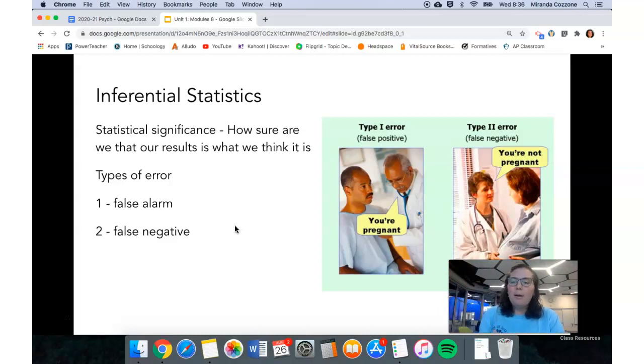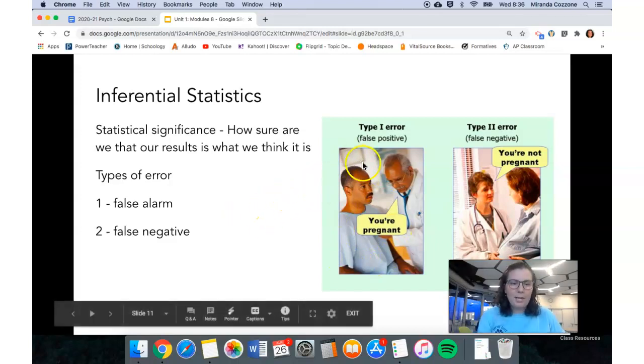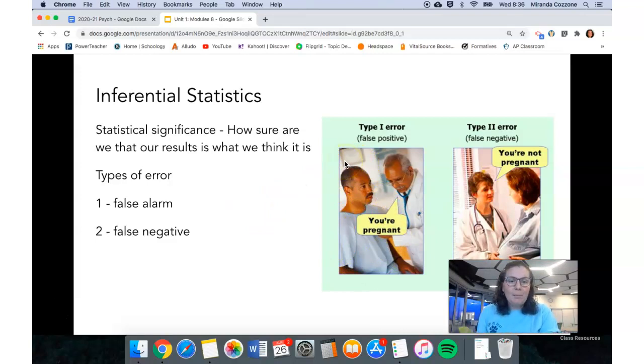But there's also two types of errors. So there's a type 1 error, which is a false positive, noted here by the man being told that he's pregnant. So sometimes we might think that we find something when really it doesn't exist, okay? Or a type 2 error, where it's a false negative. Something is there, but we failed to see it, okay? So get those two types of errors in your notes. I don't think it will come up a ton, but it is totally possible.